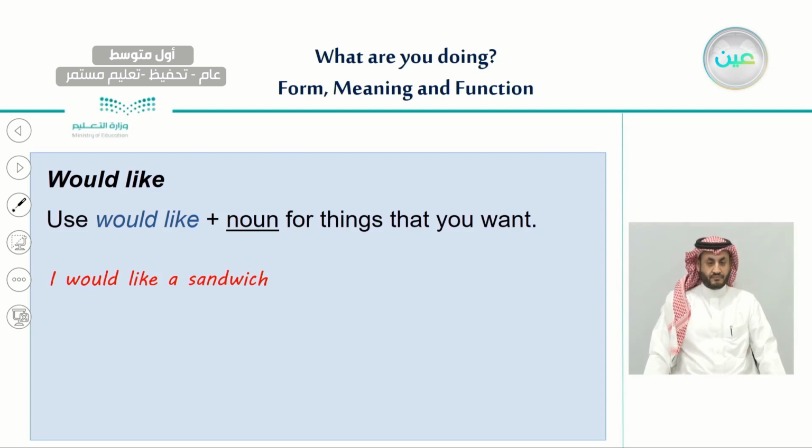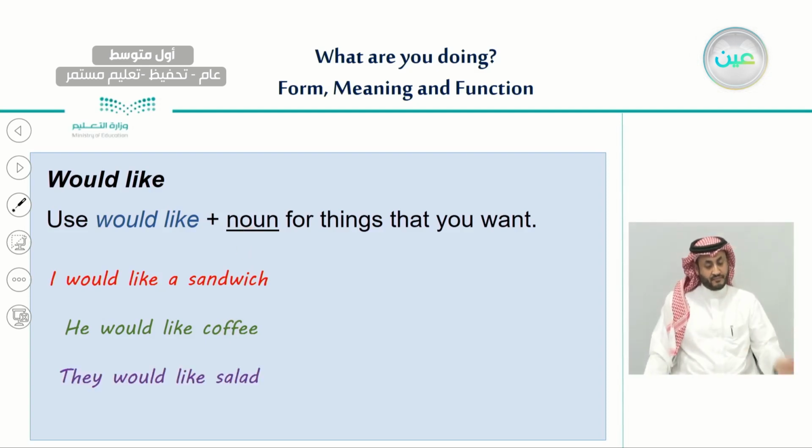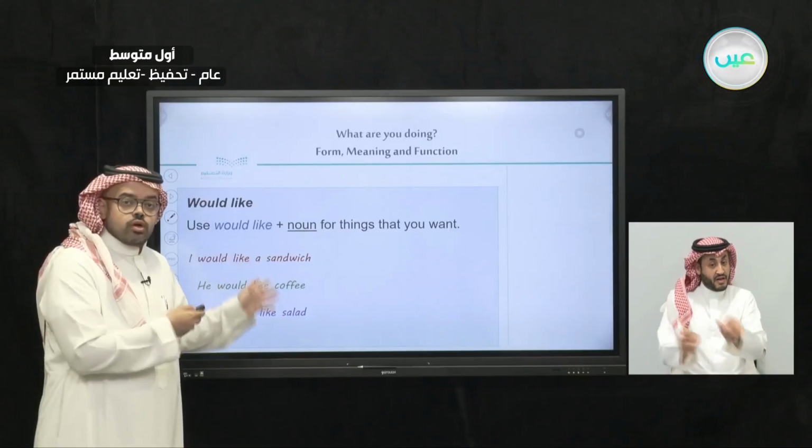We can use it also with other types of subjects. For example, we would say, he would like coffee. So coffee here is also a noun. And the other example, they would like salad. So here we use would like with a noun. If you notice, we use I, he, they, and we didn't change anything with the verb. So this is one of the features of using would like.